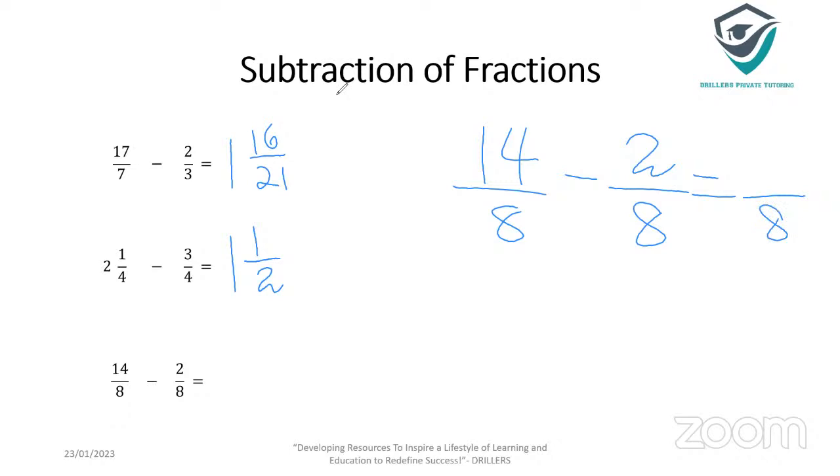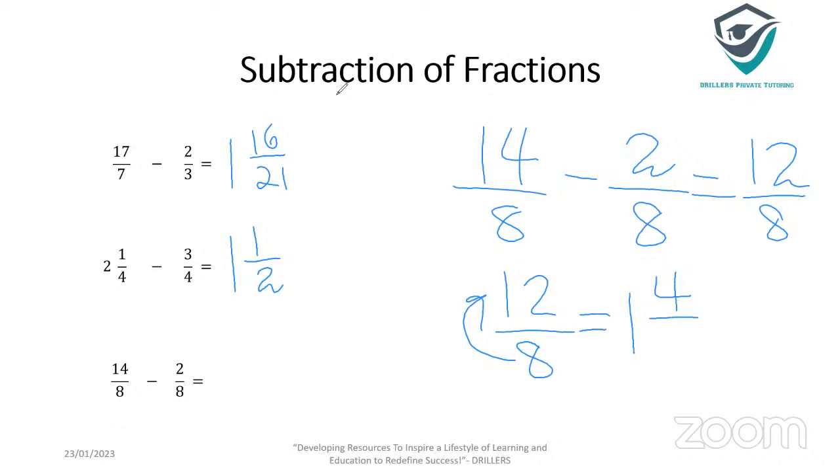So our answer is 8. 14 take away 2 is 12. And now we're going to reduce. So 8 can go into 12 one time, a remainder of 4. Put that 4 over 8. And of course, 4 over 8 can be reduced.